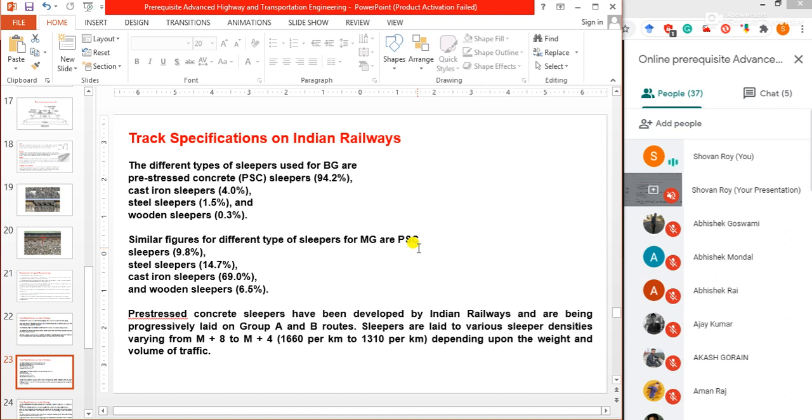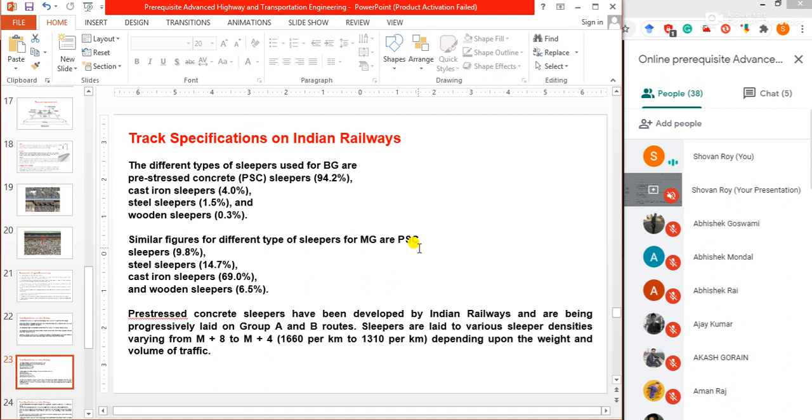Sleepers are laid to various sleeper densities varying from M plus 8 to M plus 4. Again, there are a number of problems regarding sleeper densities. We will practice here, and you will be given some assignment about sleeper densities, but after some classes, it will start.